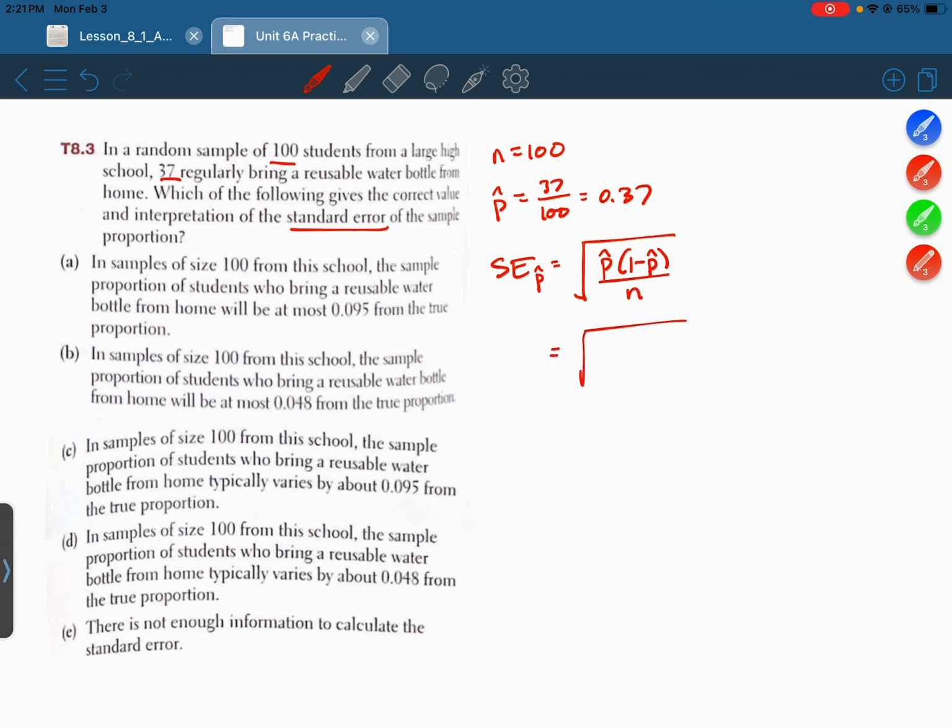So this will be the square root of 0.37 times 0.63. I just did the 1 minus part in my head, divided by 100. And this is approximately, let's see, 0.048.